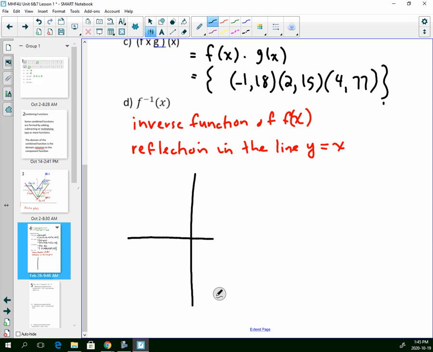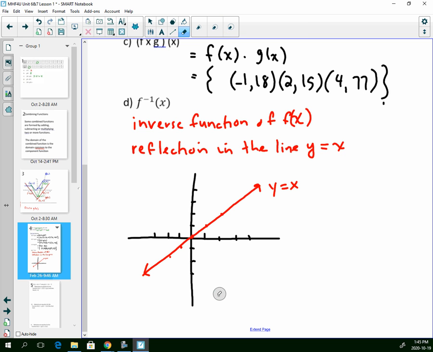Well, if I plotted y equals x on a grid, it means that whatever x is, y has the same value. Right? So when x is 0, y is 0. When x is 1, y is 1. When x is 2, y is 2. When x is negative 1, y is negative 1. And so that creates a diagonal line through the origin. The definition of an inverse function is the reflection in this line y equals x. So that's the mirror line.